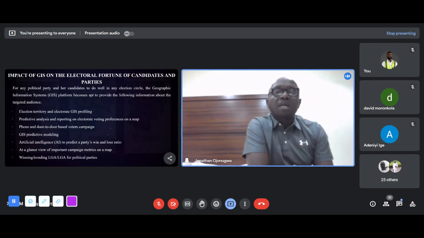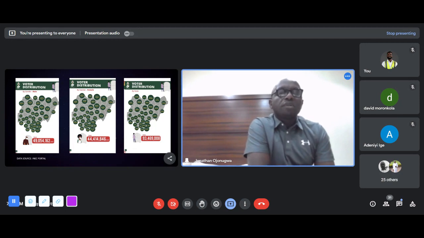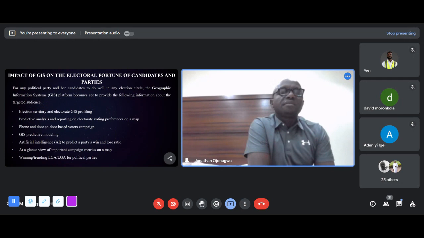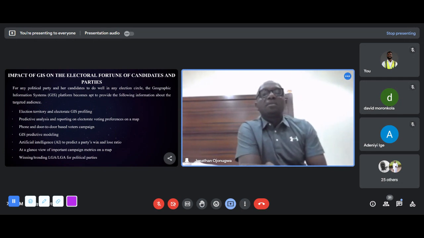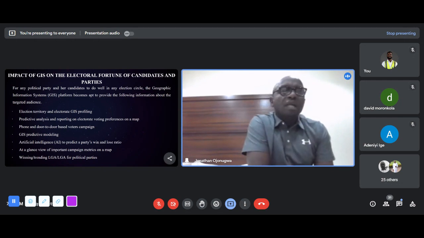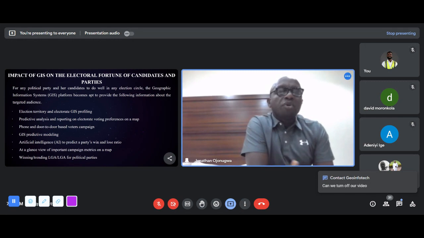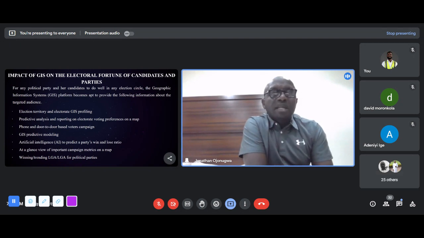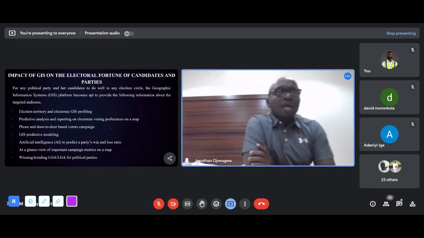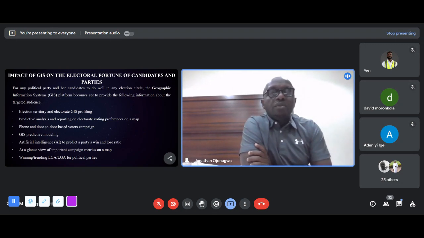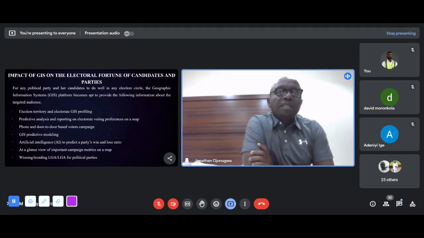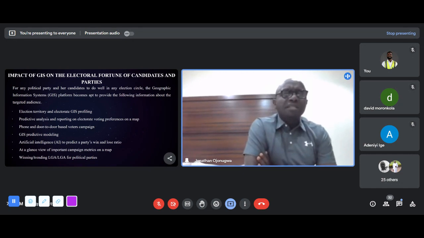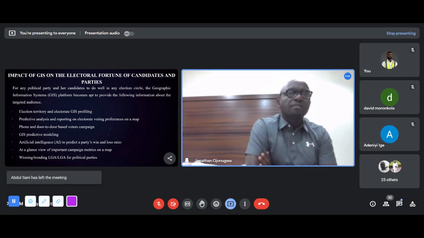These are maps that depict the distribution of voters within and outside the country. Impact on political parties. Now, election territory and election GIS profiling, predictive analysis and reporting on electoral voting preferences in map, phone and door-to-door based voter campaigns, GIS predictive modeling, artificial intelligence to predict a party's win and loss rate, at-a-glance view of important campaign metrics, winning and trending local governments for political parties, artificial intelligence to predict win.